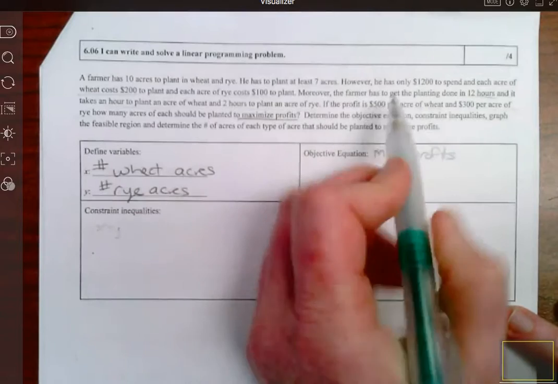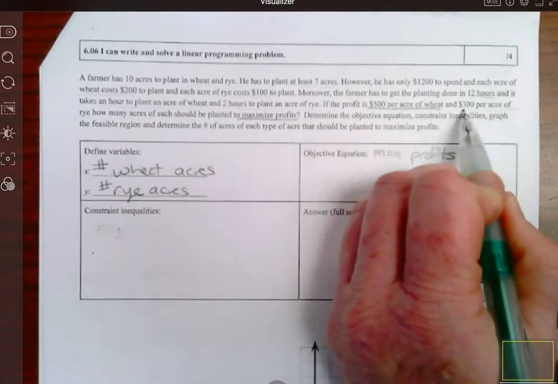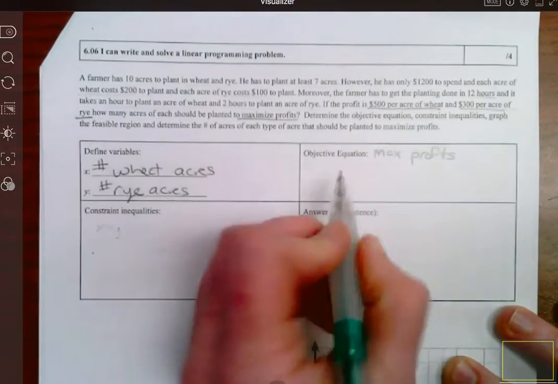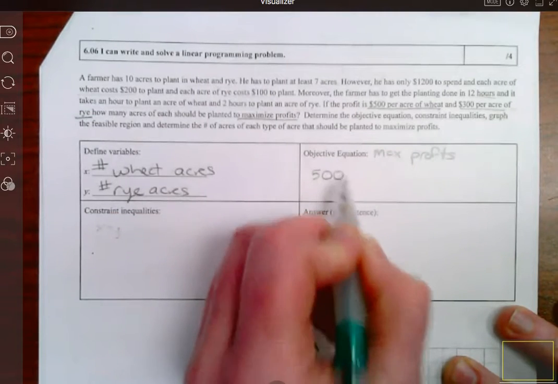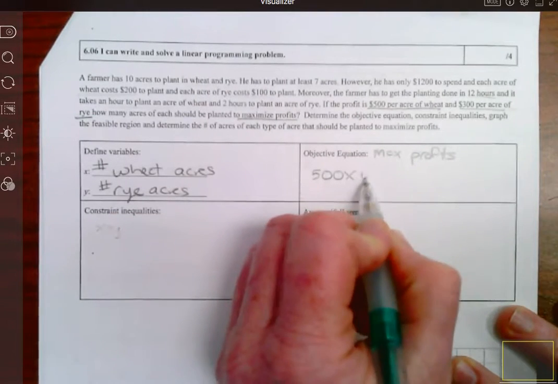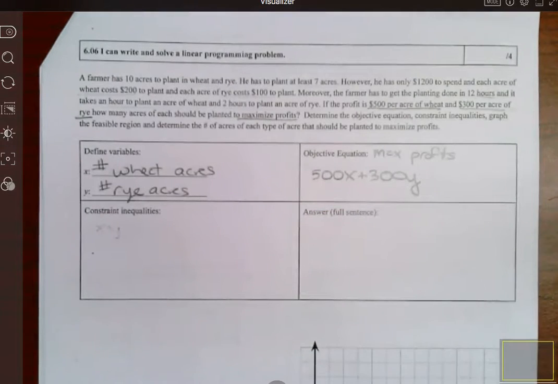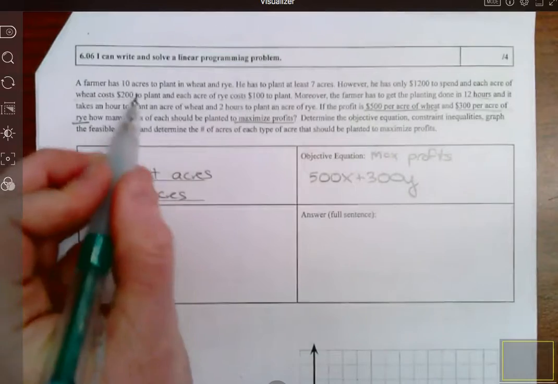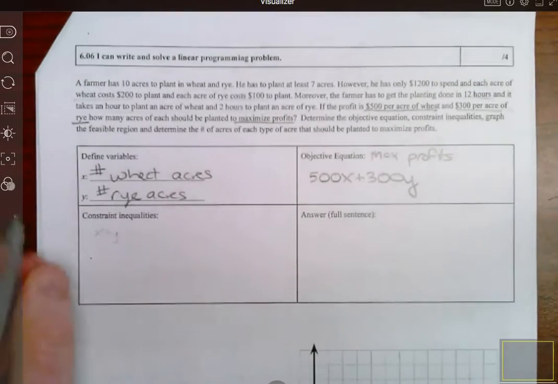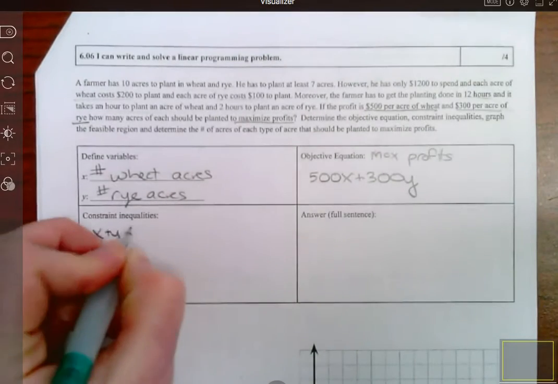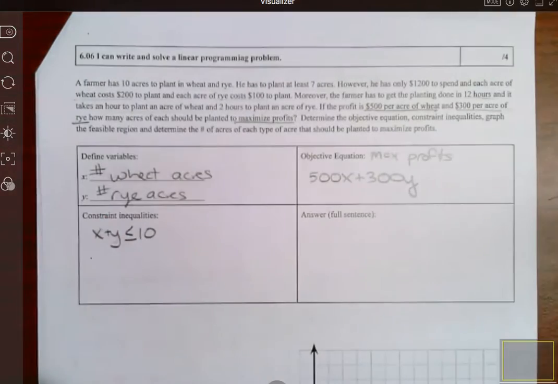And we know that it's 500 per acre of wheat and 300 per acre of rye. That's what we're trying to maximize. 500 for wheat, 300 for rye. Okay, and we have a whole bunch of constraints here. He has 10 acres to plant. So wheat plus rye has to be less than 10.